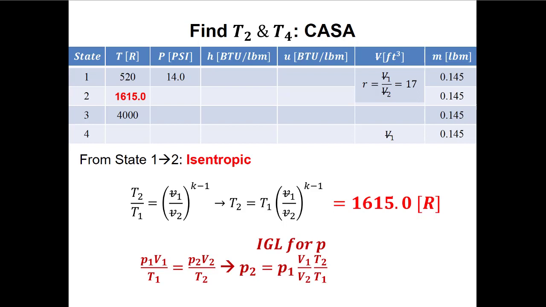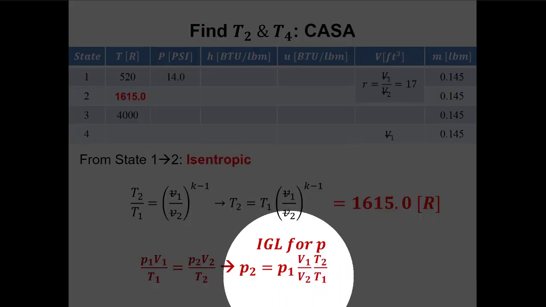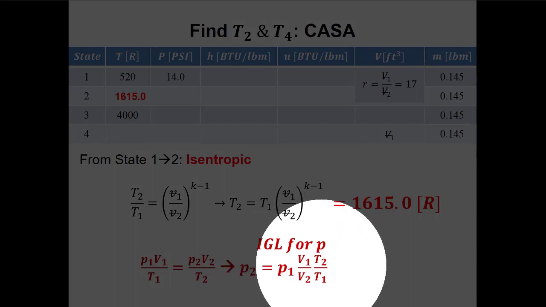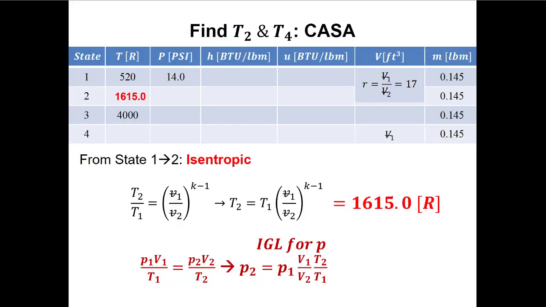I'd like to find the pressure in this case, and to do that, I can use the ideal gas law. So as I go from state 1 to state 2, I know P1 V1 over T1 is equal to P2 V2 over T2. I can isolate for P2, which is what I've done here, and P2 is equal to P1 times V1 divided by V2 times T2 divided by T1. I know V1 divided by V2, that's my compression ratio, and I've used my isentropic relationship to find T2 over T1. So I have all the information I need, and I see that the pressure at state 2 is 739.2 pounds per square inch.